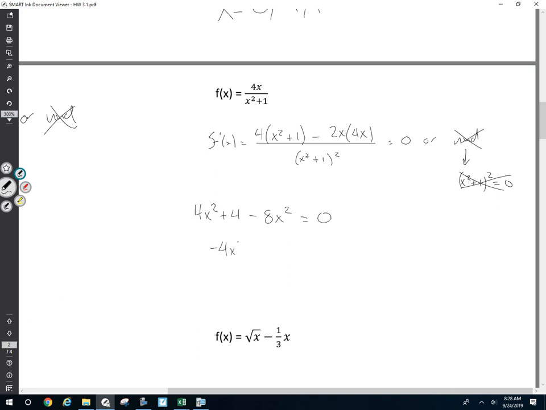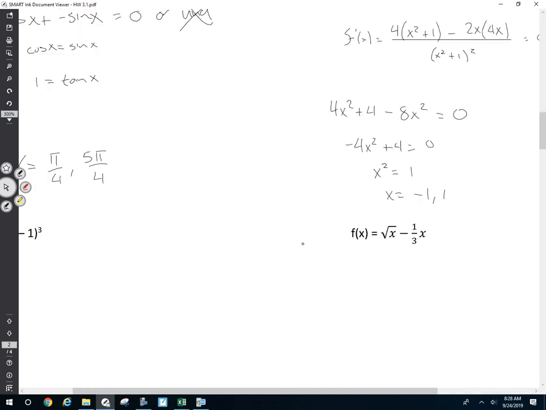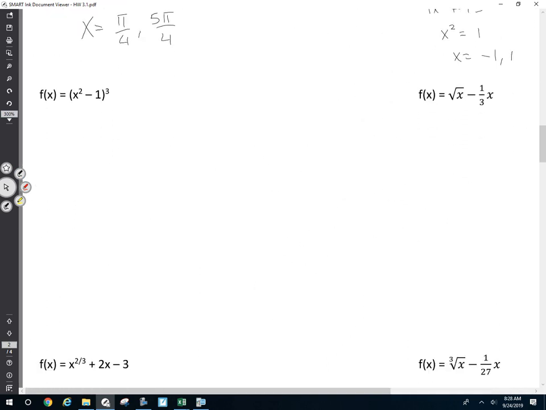I get -4x squared plus 4 equals 0. Subtract 4, divide by -4. I get x squared is equal to 1. So x could equal -1 or +1. All right. Oh, that's a good one.